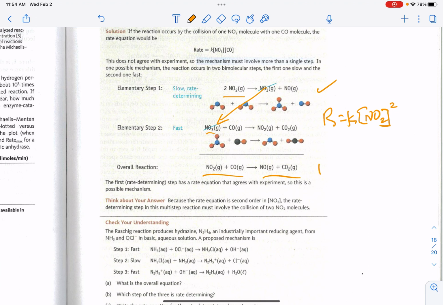But if I want my rate law for the overall reaction, it's going to be based upon the nitrogen dioxide and on the carbon monoxide. So you can have rate laws for your elementary steps and your rate law for your overall reaction.